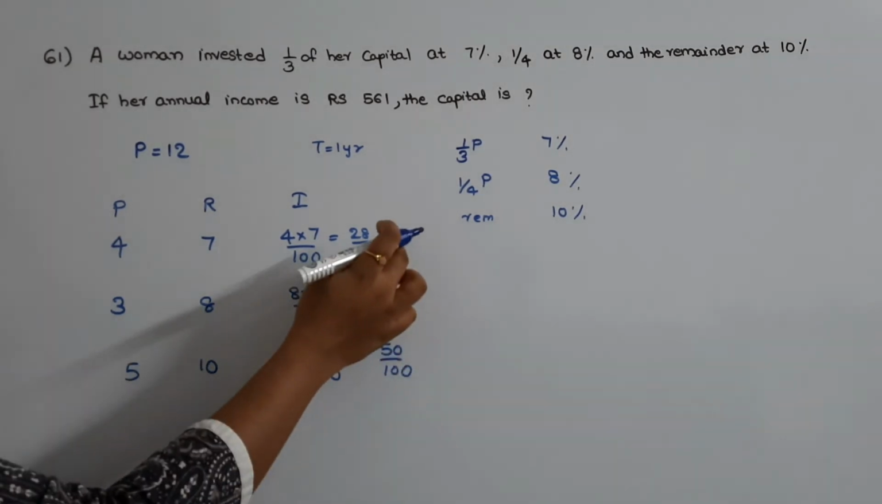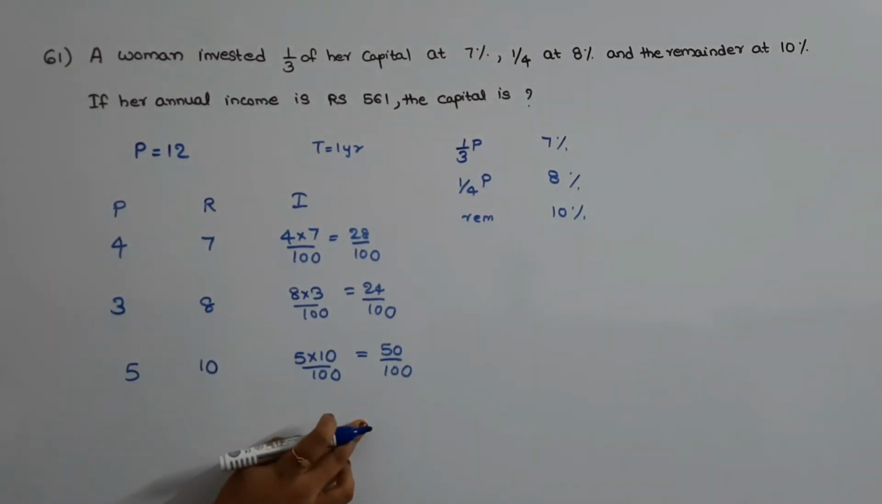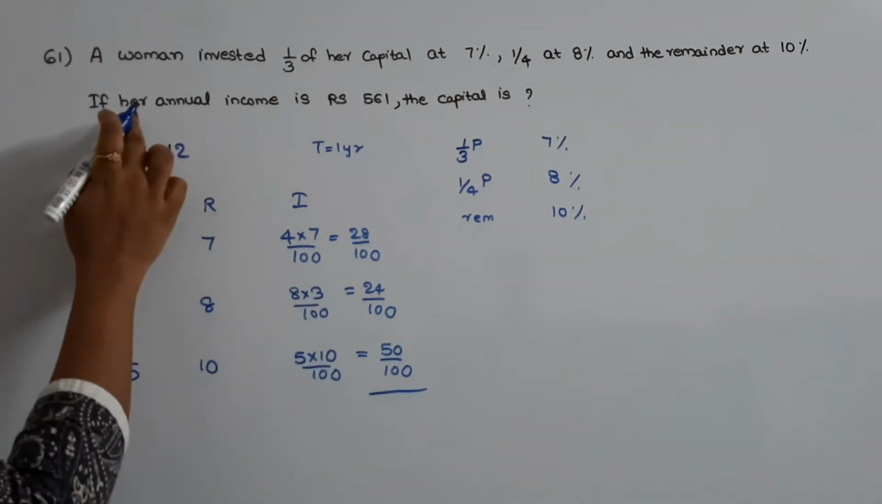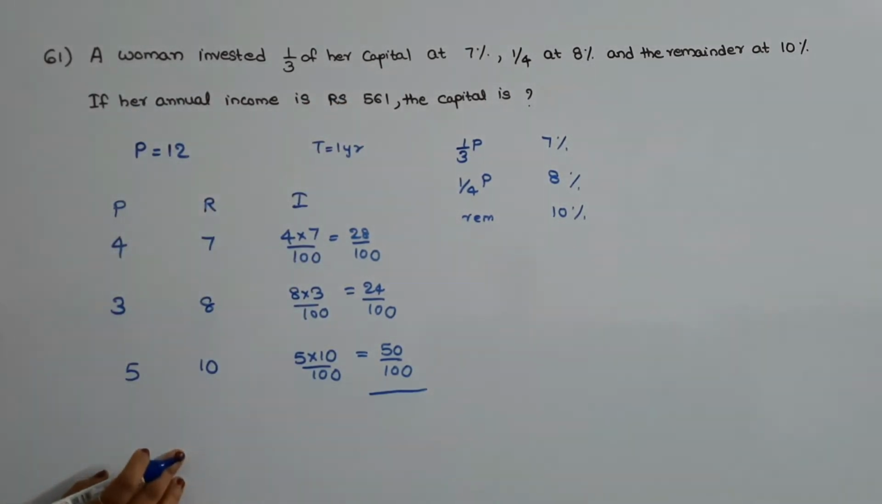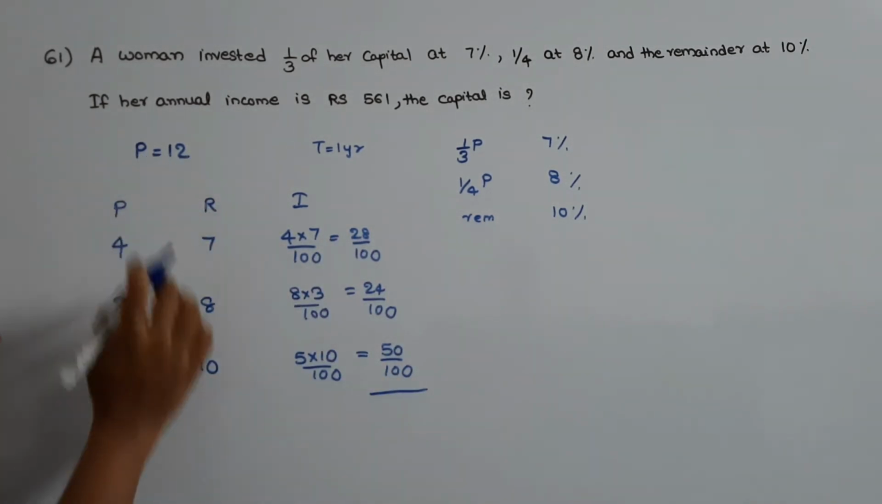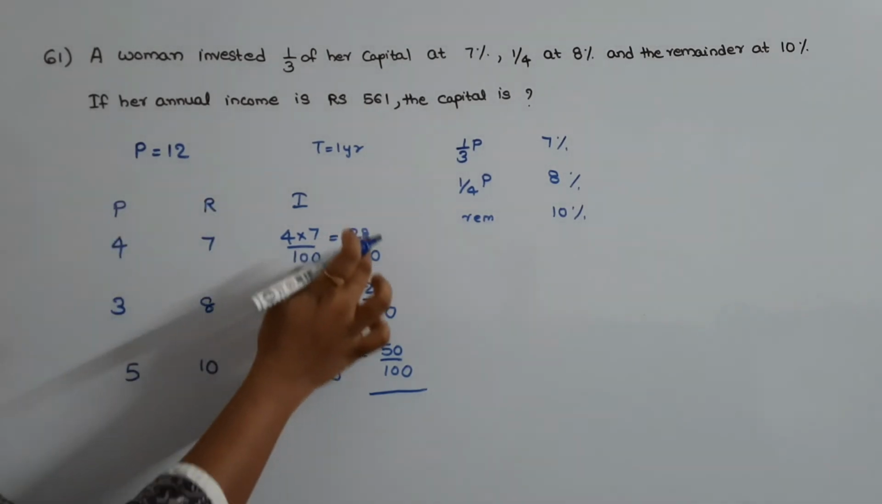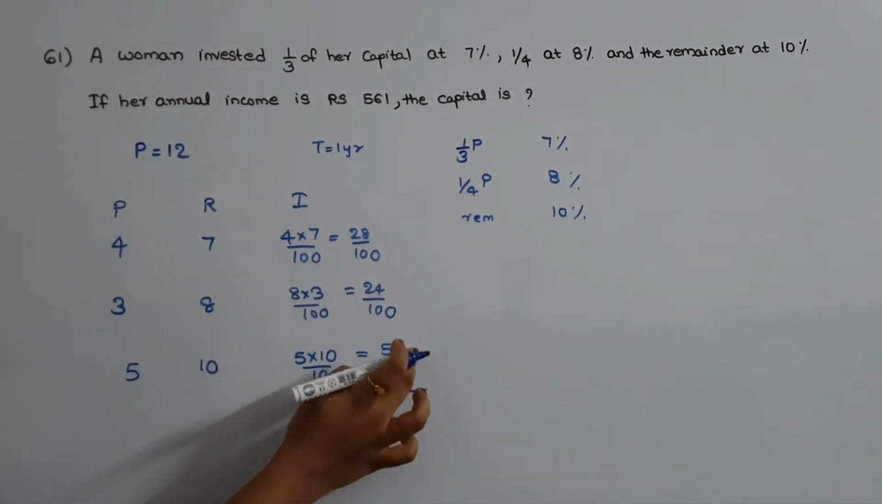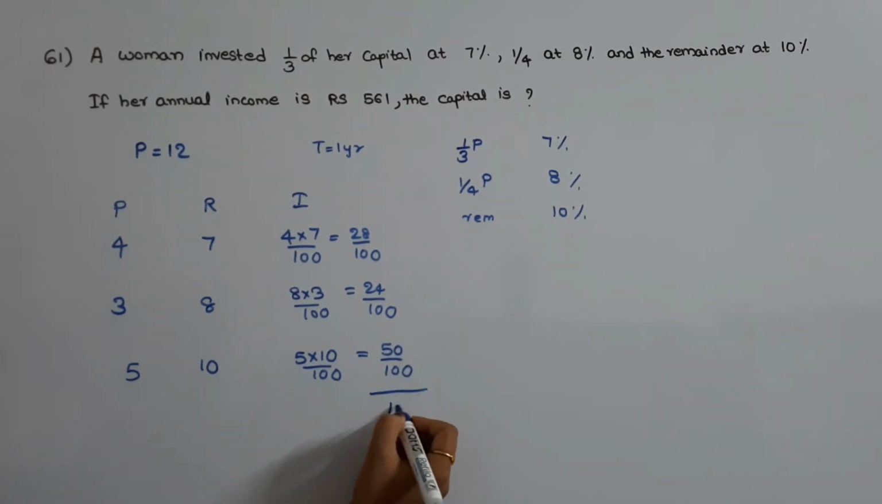Now the individual interest is here. We need to find out the total interest. Here the total interest is given as 561. So here we need to find out the total interest when the principal is 12. So when the principal is 12, what will be the total interest? That will be 28 by 100 plus 24 by 100 plus 50 by 100. That will be equal to 102 by 100.